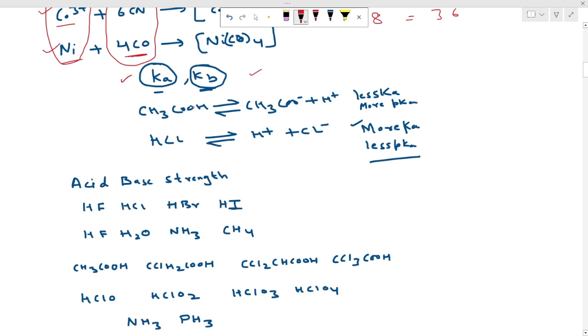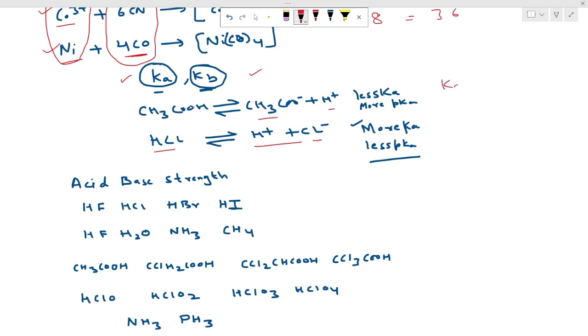Ka and Kb are the dissociation constants for any acid and any base, and these terms are used to determine the relative strength of acids or bases. For example, we have acetic acid, which gives acetate ion plus hydrogen ion. Because this is a weak acid, it will dissociate to a very small extent. Whereas HCl is a strong acid, so it dissociates completely in the solution, giving H plus and Cl minus.